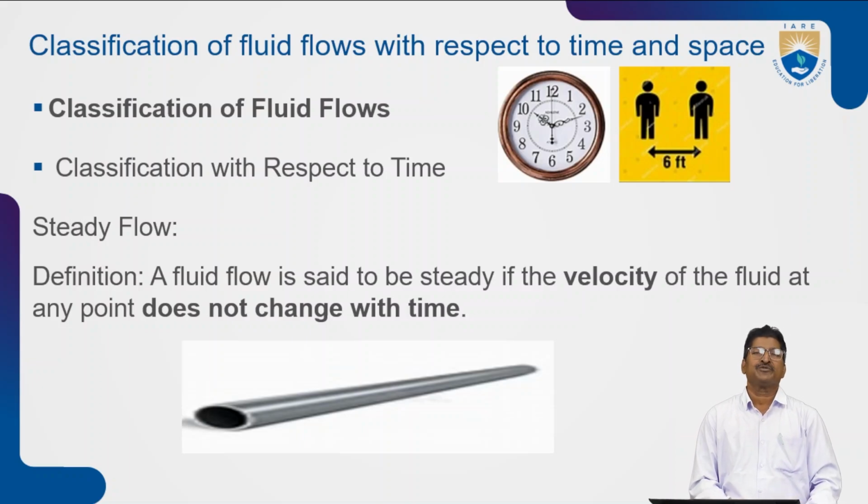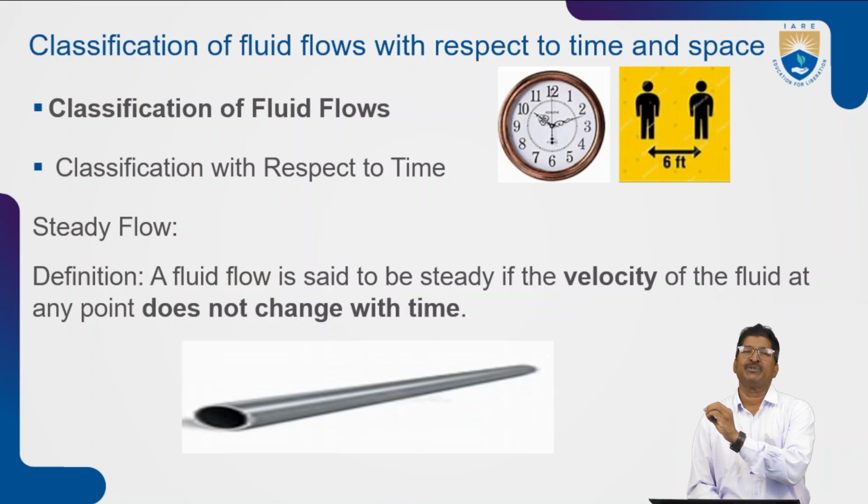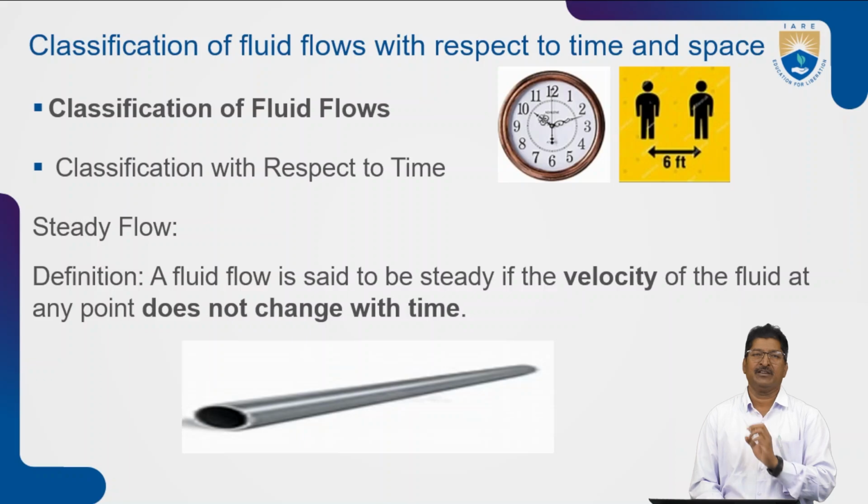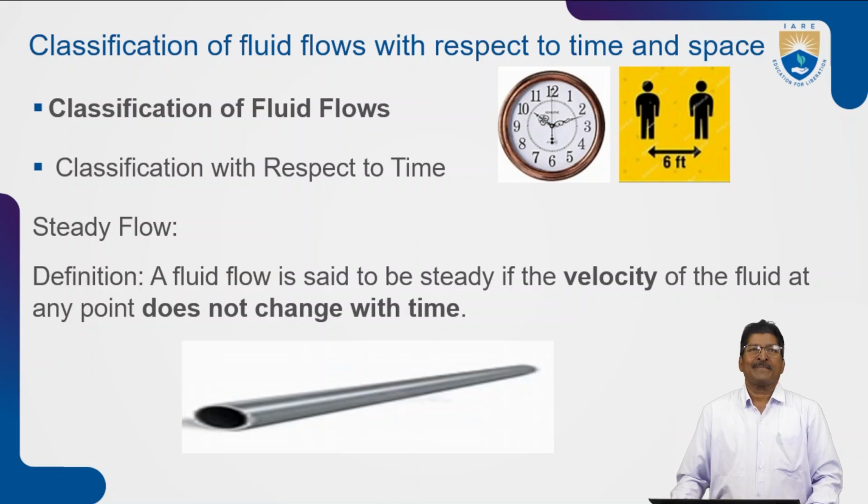Similarly, space. Space means if you check the property of fluid at a particular point A, and at the same time you check the property of the fluid at some other point like B, whether there is the same property or different properties, based on that, the classification of fluid flows is done. So initially, we'll see the classification of fluid flows with respect to time.